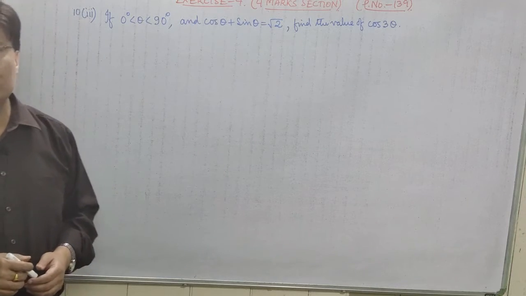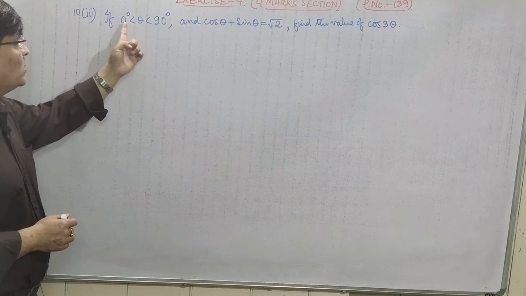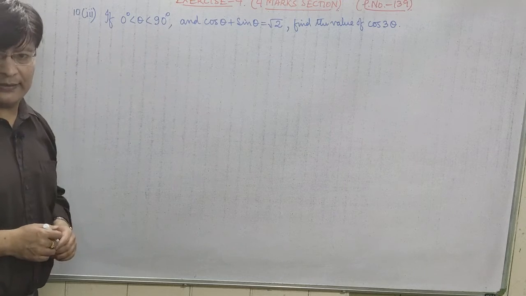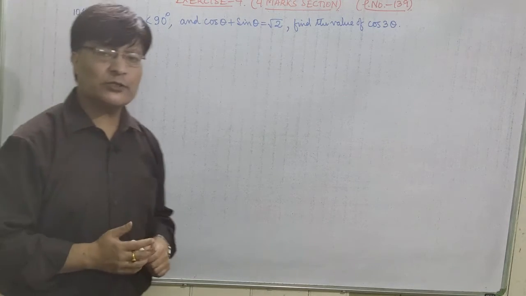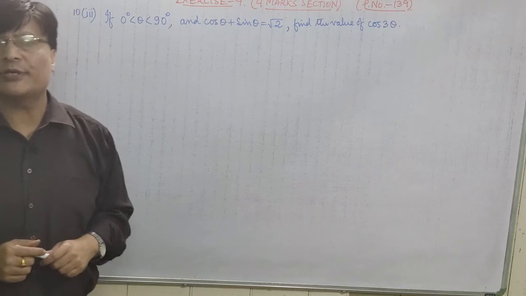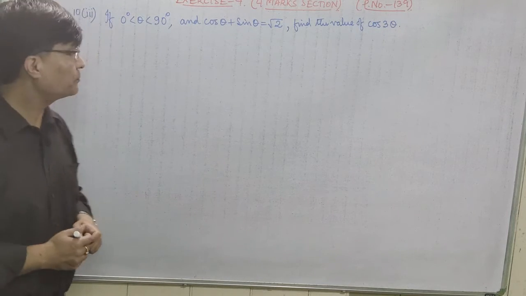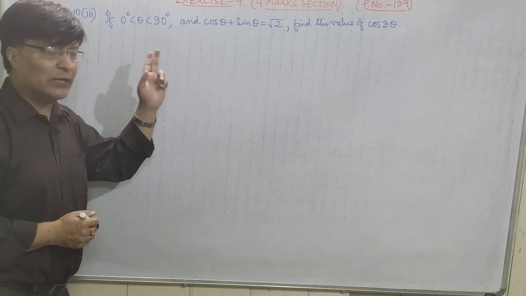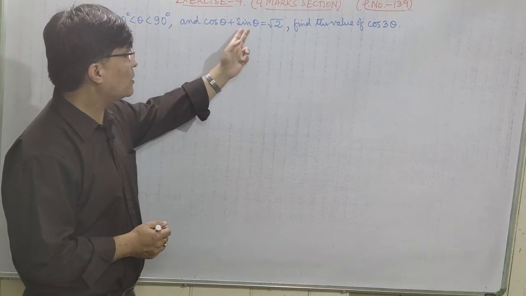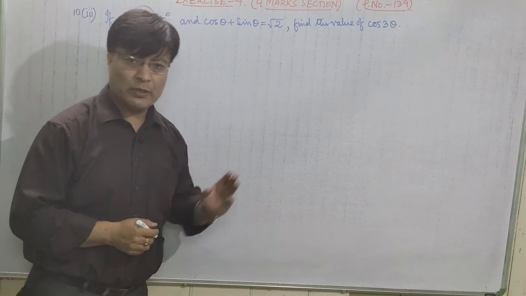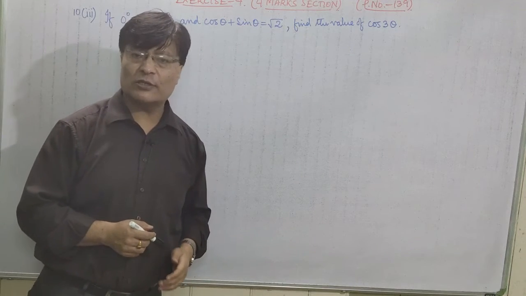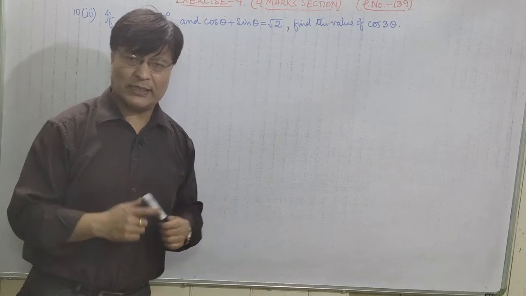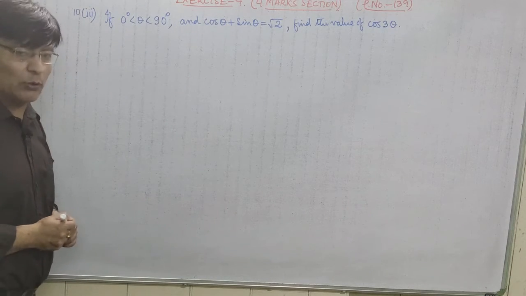So what is given in the question? Theta lies within 0 degree and 90 degree. That means theta lies in the first quadrant, and in the first quadrant all the trigonometrical ratios are positive. Also the relation is given: cos theta plus sin theta is equal to root over 2. So from these two given relations you have to get the value for cos 3 theta. So let us find out the value for cos 3 theta now.